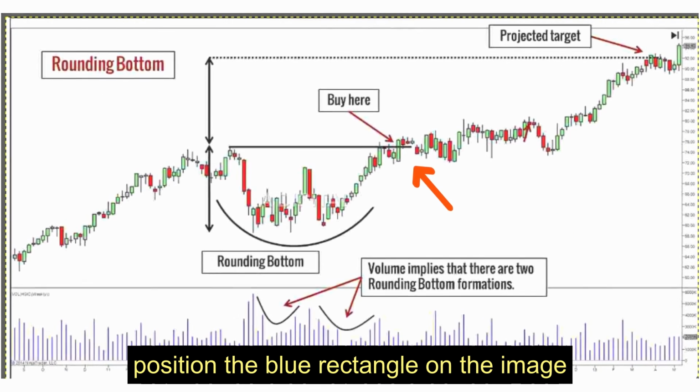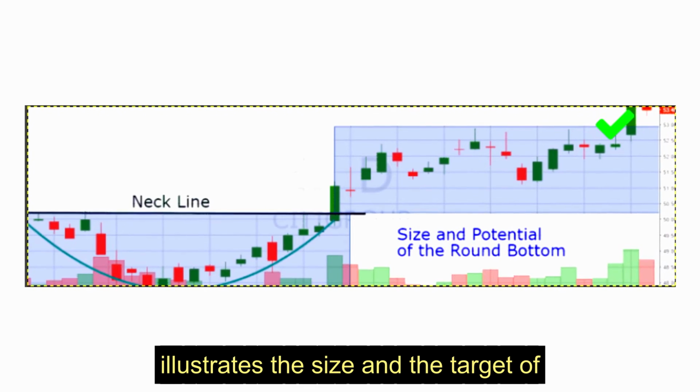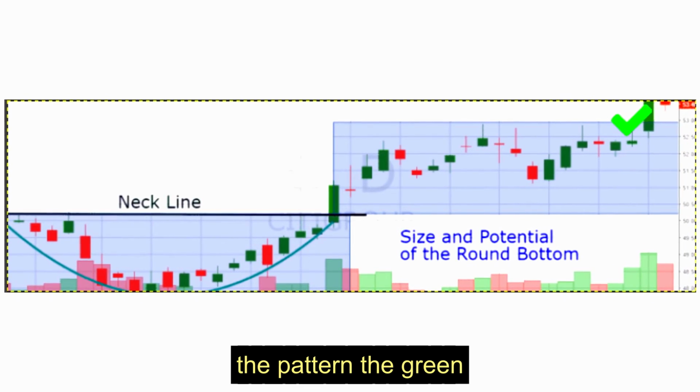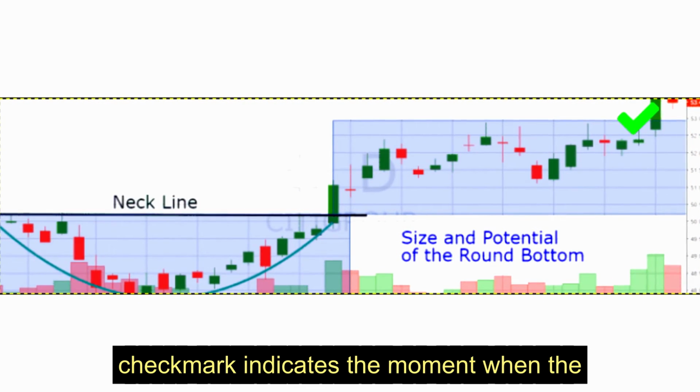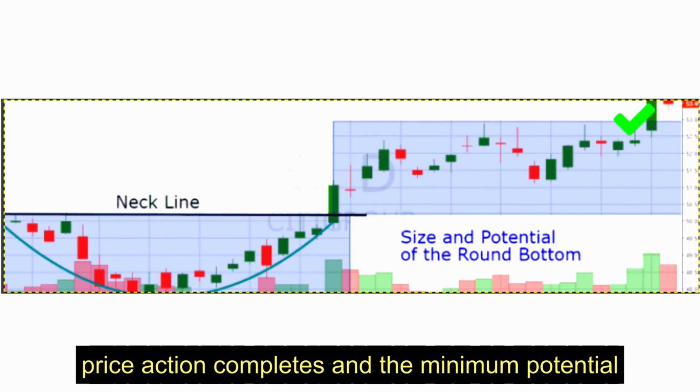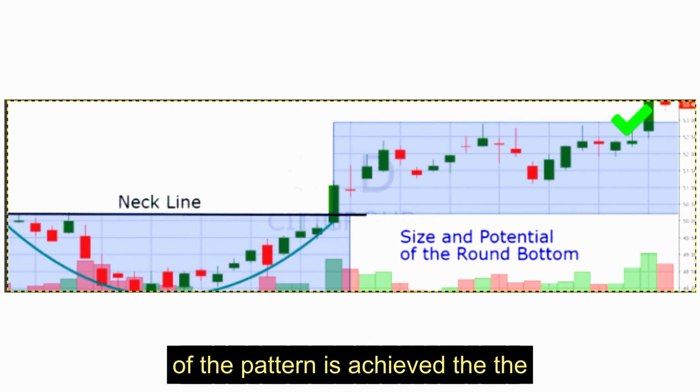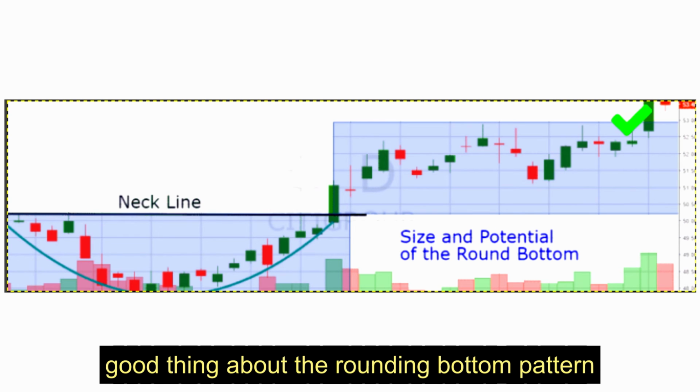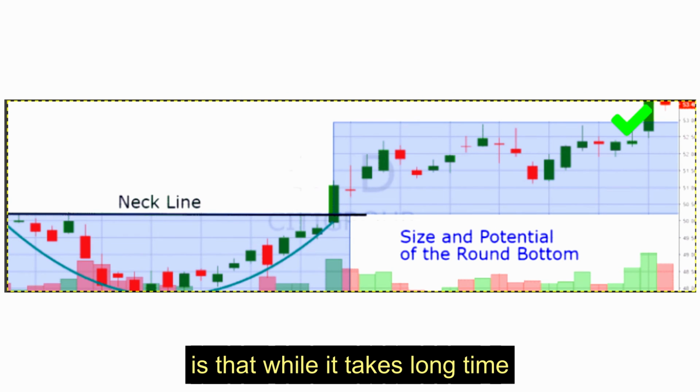The blue rectangle on the image illustrates the size and the target of the pattern. The green check mark indicates the moment when the price action completes and the minimum potential of the pattern is achieved. The good thing about the rounding bottom pattern is that while it takes a long time to develop, it has a very high success rate.